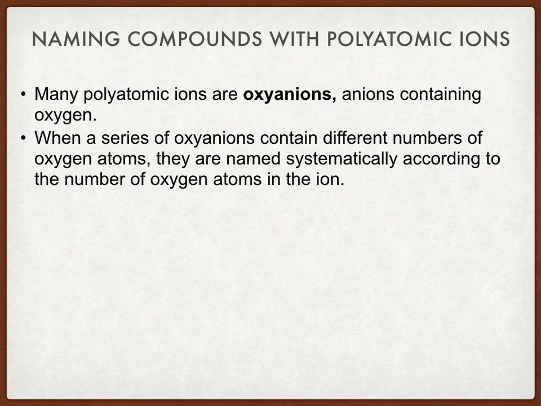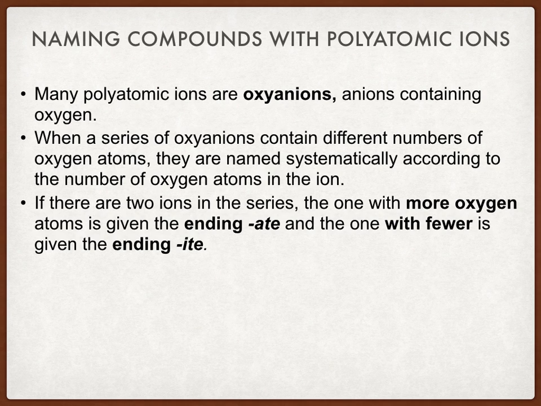When a series of oxyanions contain different numbers of oxygen atoms, there's a systematic name for that, according to the number of oxygen atoms in an ion. If there are 2 ions in this series, the one with more oxygen atoms ends in ATE, the one with fewer is ITE. So the one with more oxygen atoms is ATE, the one with fewer is ITE.